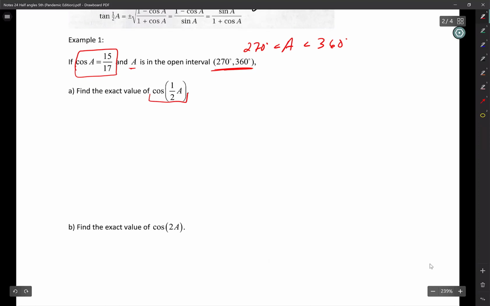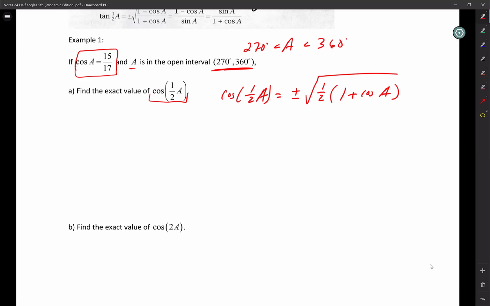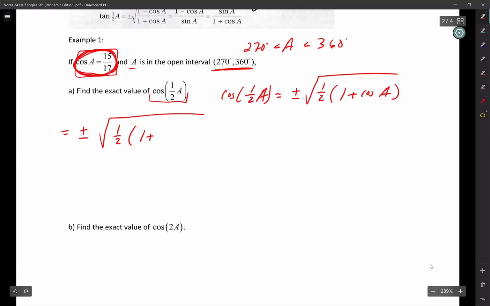All right, that's a half angle formula. I'm going to start by writing my formula first. Cosine half A is equal to plus or minus in the front, square root, a half, 1 plus cosine A. That's the formula I'm going to use. So here we go, guys. I'm going to write plus or minus, square root, 1/2, 1 plus, and they tell me what cosine A is, and I can see some of you guys are still writing, so I'll slow down. Cosine A is 15 over 17. So I'm going to write 15 over 17. And let me slow down.